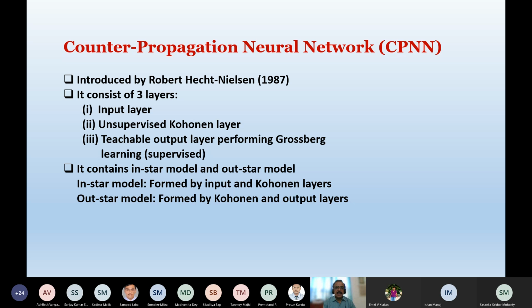Construction wise, it consists of one in star model and one out star model. What do we mean by the in star model? The in star model is formed by the input and the coherent layers, that is the middle layer. And the out star model is formed using the coherent and the output layers. I am going to discuss in detail the principle of in star and out star models used in CPNN.